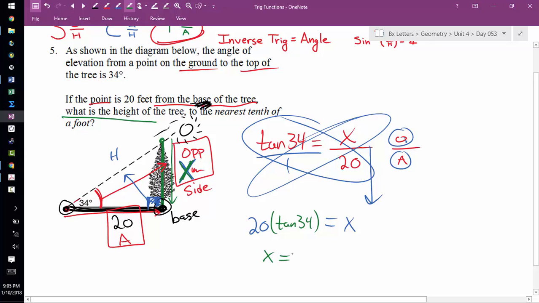So x equals 13.490. And they want me to round to the nearest tenth. So I need to know, do I keep that a 4? Well, I look to the right. It's greater than 5, so that 4 is going to get rounded up to a 13.5. x will equal 13.5.